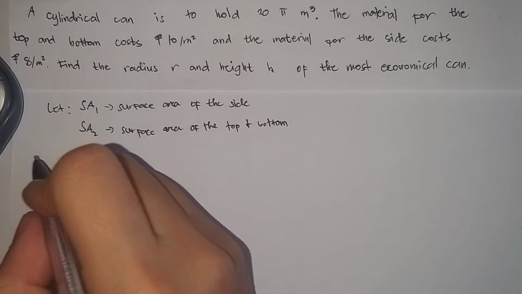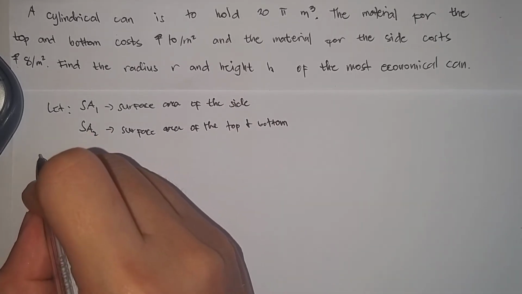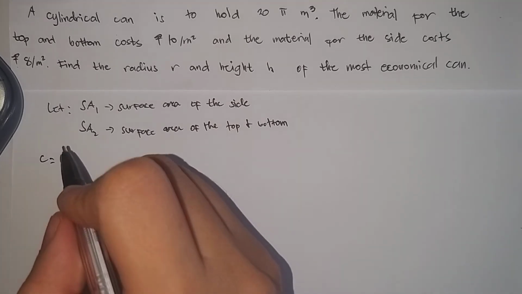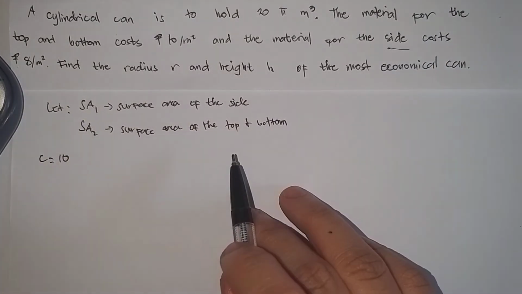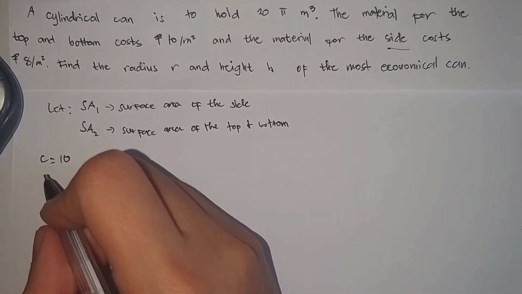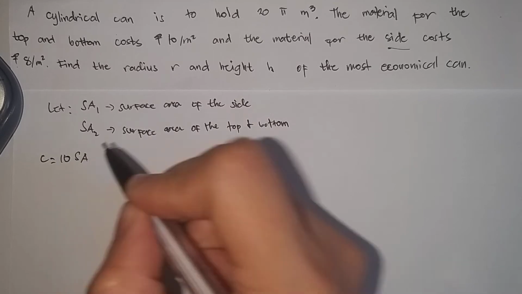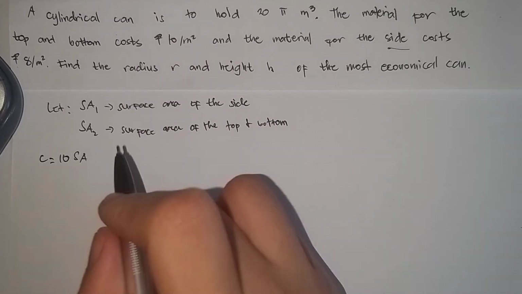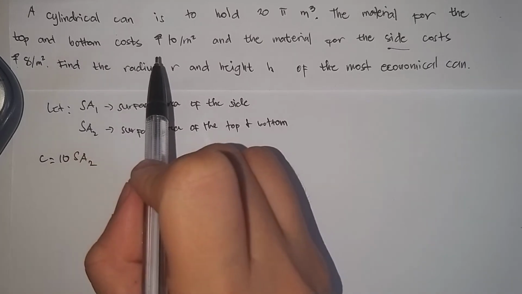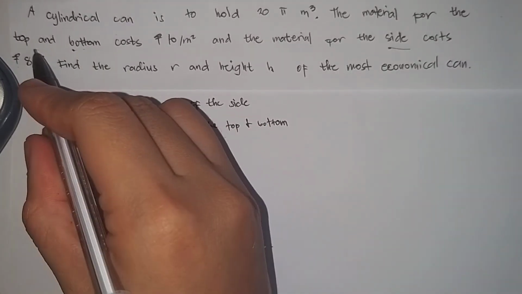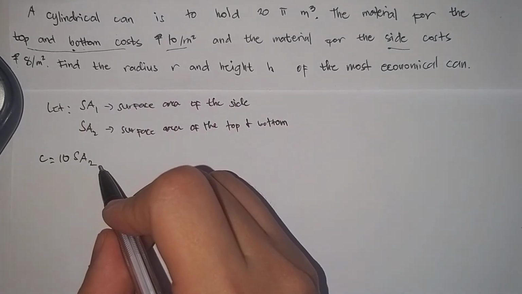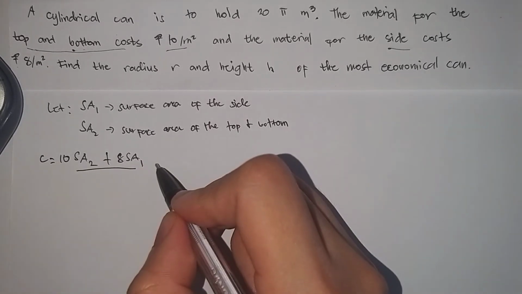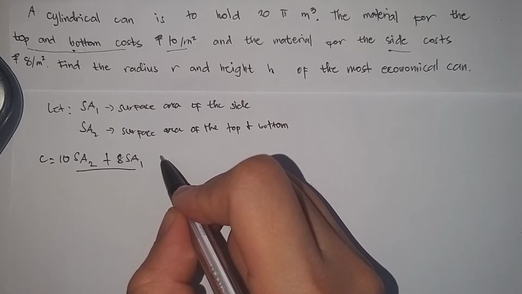And before that, we'll identify our cost equation. That is 10, which is given, 10 pesos per meter squared for the top and bottom, right? So that will be 10 SA2 plus 8 SA1. We let this be our equation 1.